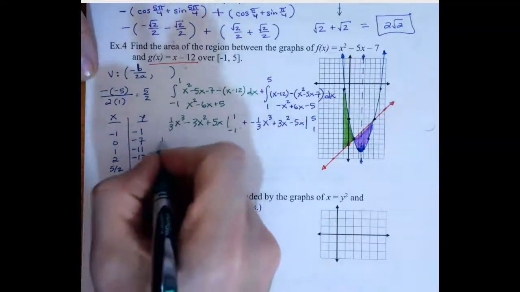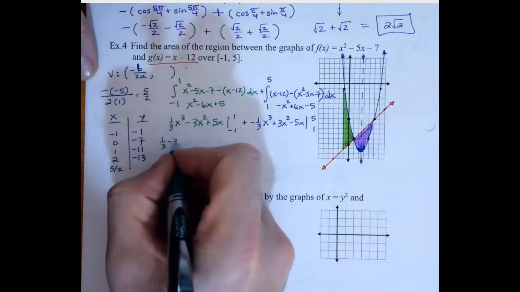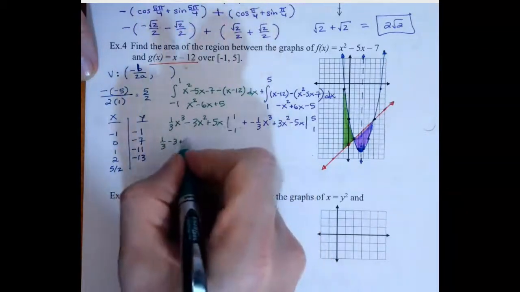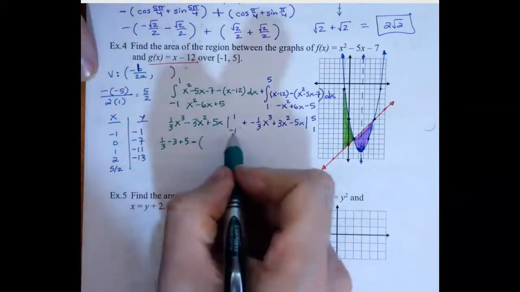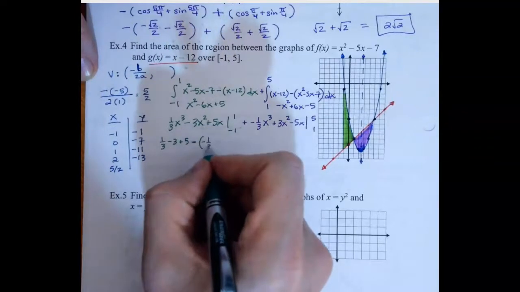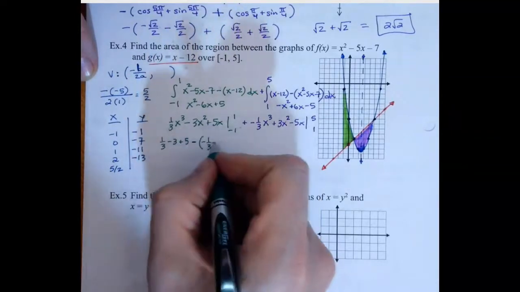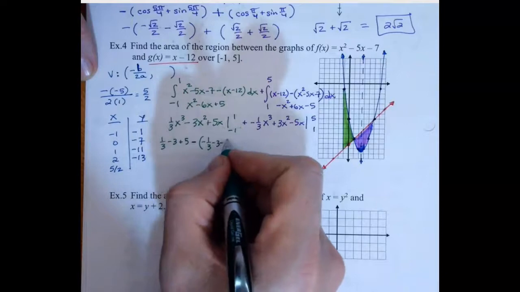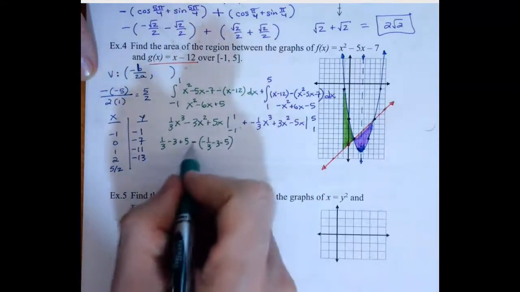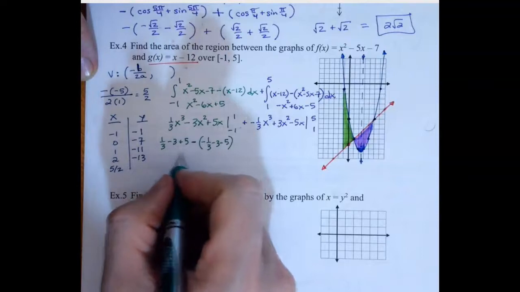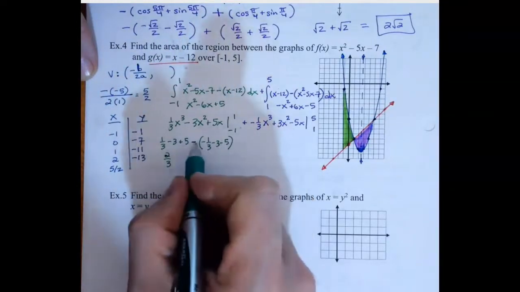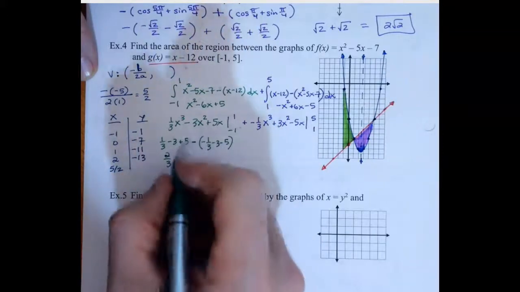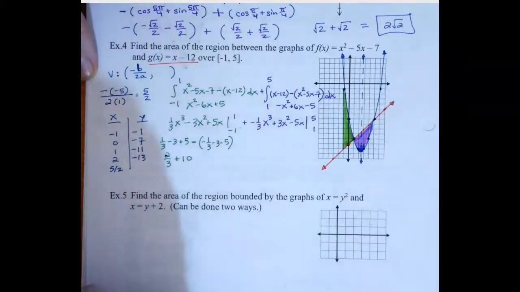So if we plug a 1 in there, that's going to be 1/3 minus 3 plus 5 minus, use that parentheses, negative 1/3 minus 3 minus 5. So that's going to be 2/3, and this is 2, and that's minus a negative 8. So 2 plus 8, that's going to be 10 when we put all that together.